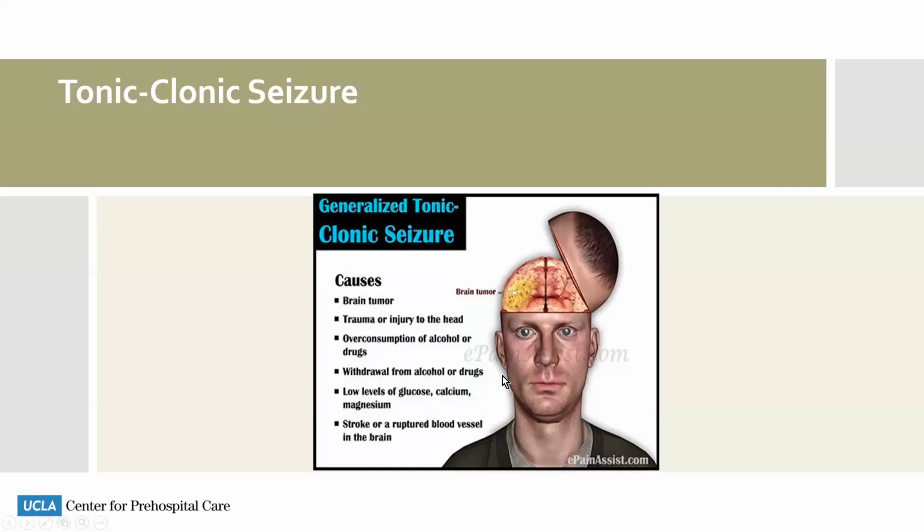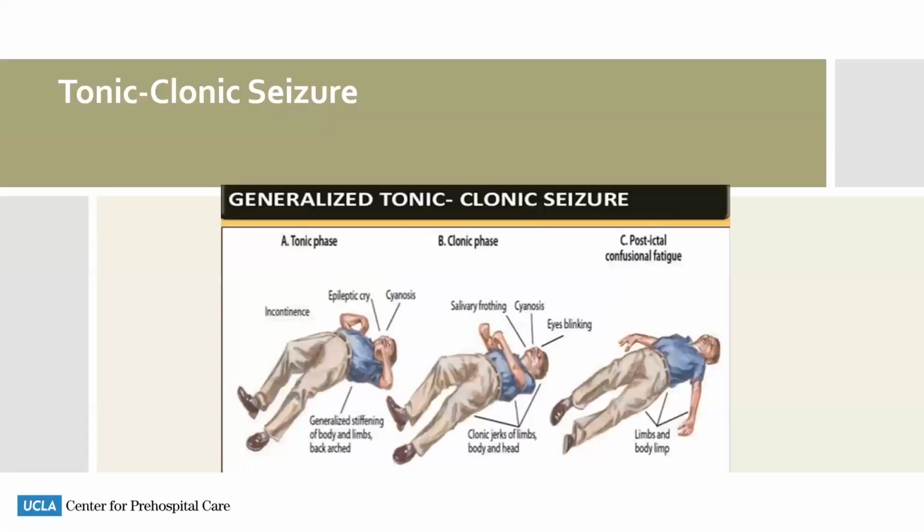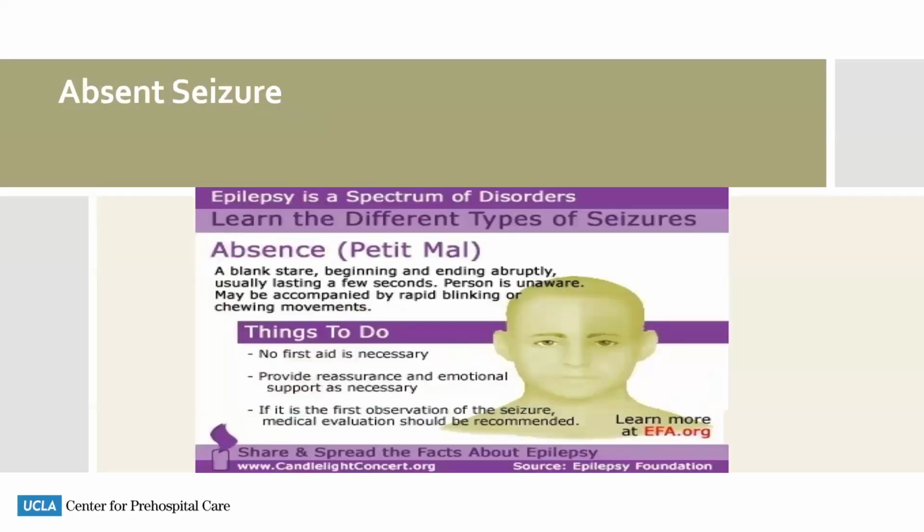Of course, it can be from withdrawal and low electrolytes and a stroke, obviously, which is what we've been talking about. So here are your phases, your tonic phase, then your clonic, and then your postictal.